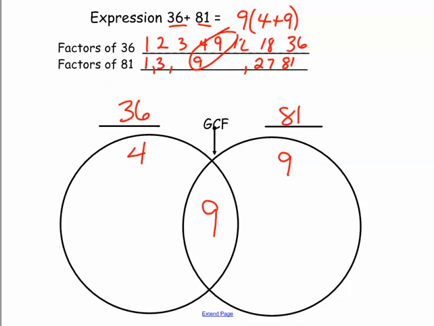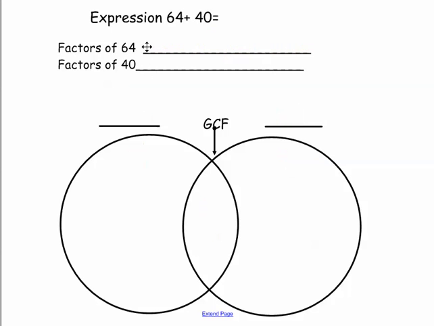Okay, let's try another one. Let's try to do this without writing out all the factors. Can you just find what the greatest common factor of 64 and 40 is? You think of it and I'll think of it. All right, I'm thinking 8.